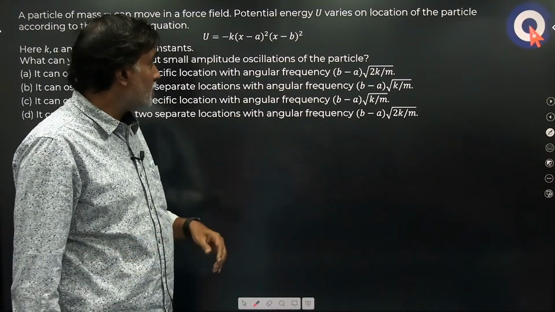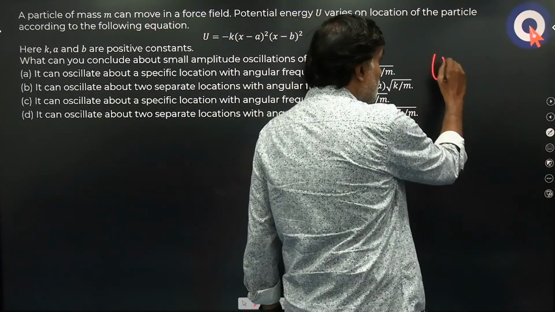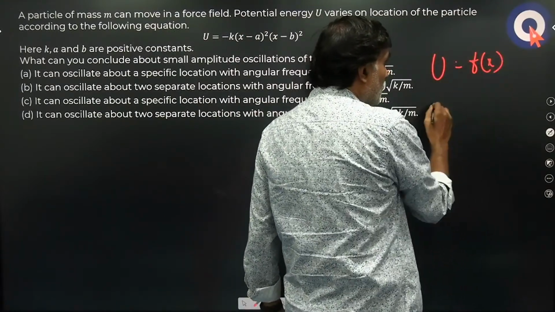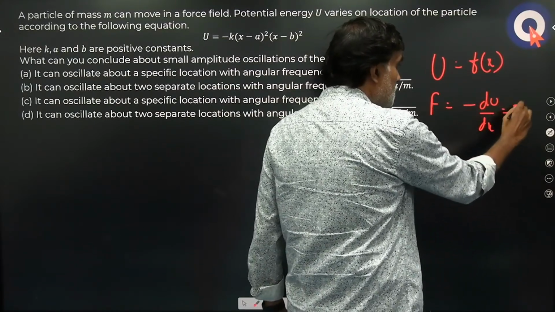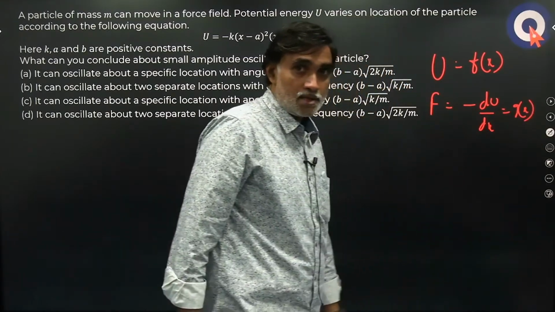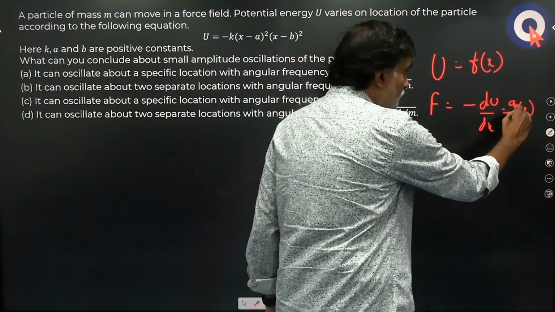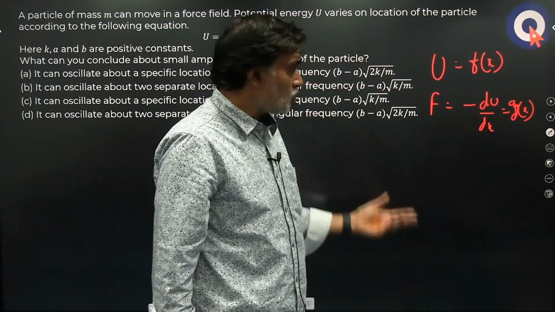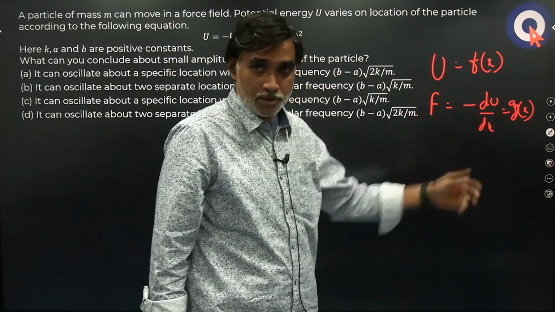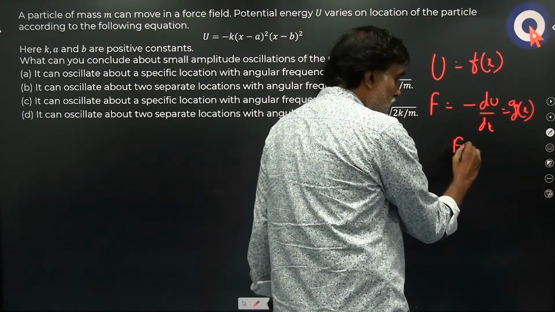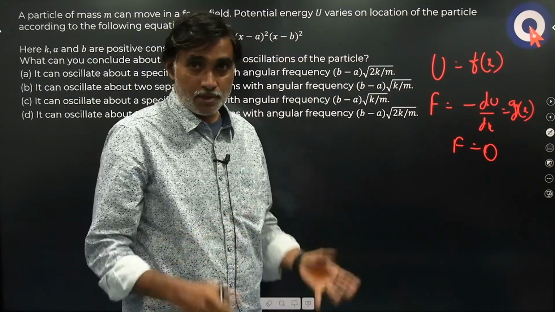Then how do you find whether it oscillates or not? Any potential energy function is given, then you have to find force. What is force? Minus dU by dx. Let us say this is some g of x, the force function. Then how to check about which positions it will oscillate? You have to first of all equate force to 0 and find the values of x at which force is 0. They are mean positions.